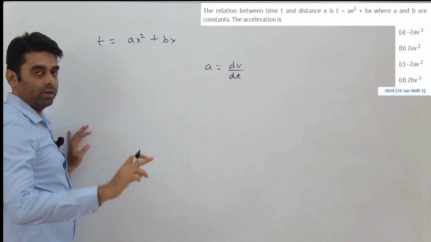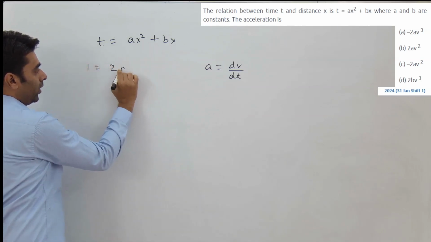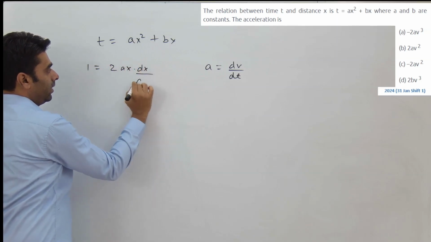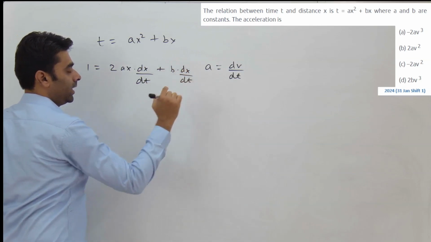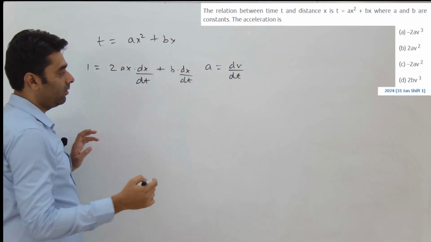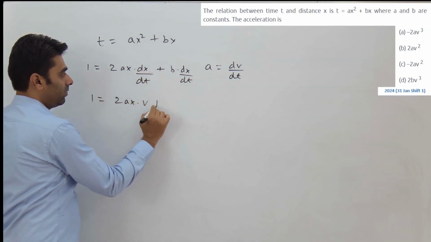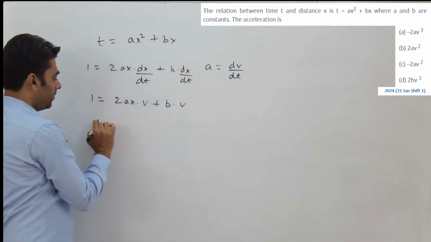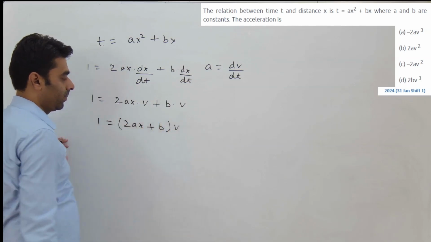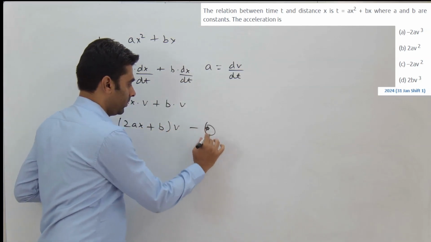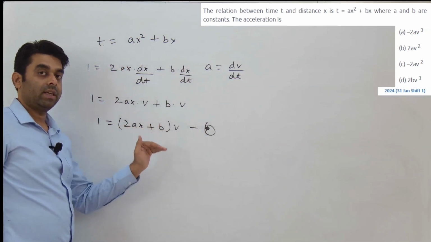If I differentiate this equation with respect to time, what will we get? 1 equals 2ax dx by dt plus b into dx by dt. dx by dt is the differentiation of position, which is basically velocity. So 1 equals 2ax into v, writing dx by dt as v, plus b into v. Let's take v common. 1 equals (2ax plus b) into v, right? This is our useful equation. We have got velocity over here. Now let us differentiate it once again with respect to time.